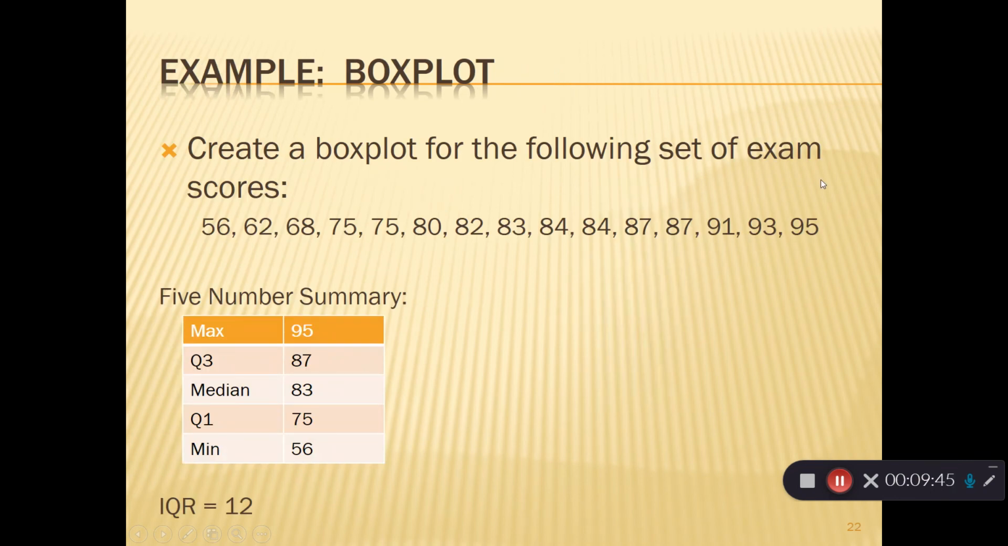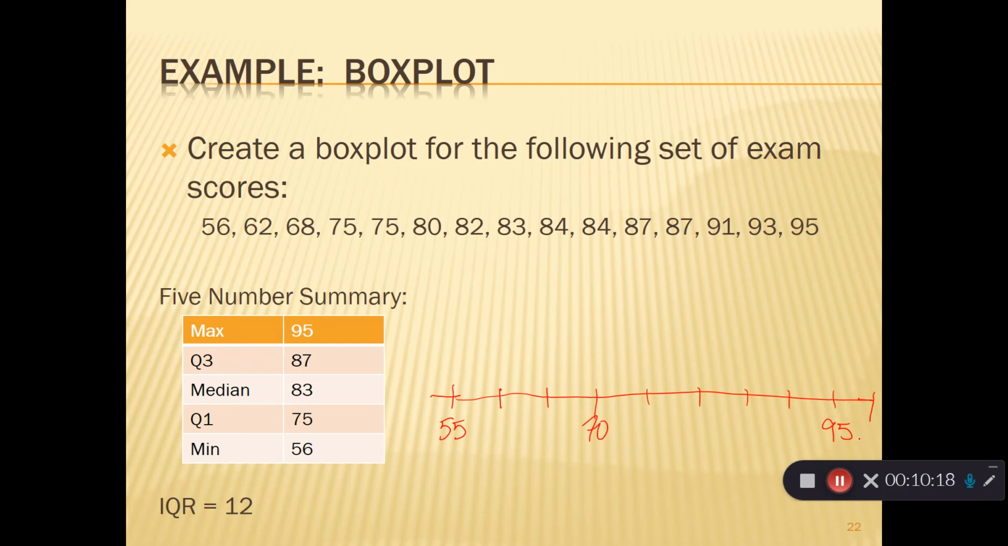All right, let's look at the same set of exam scores. So I'm going to draw mine horizontally instead of vertically, because we just looked at one that was vertical. So the first thing that I want to do is notice that we're going from 56 to 95. So I might make my marks at 55, 60, 65, 70, 75, 80, 85, 90, 95, and then 100.